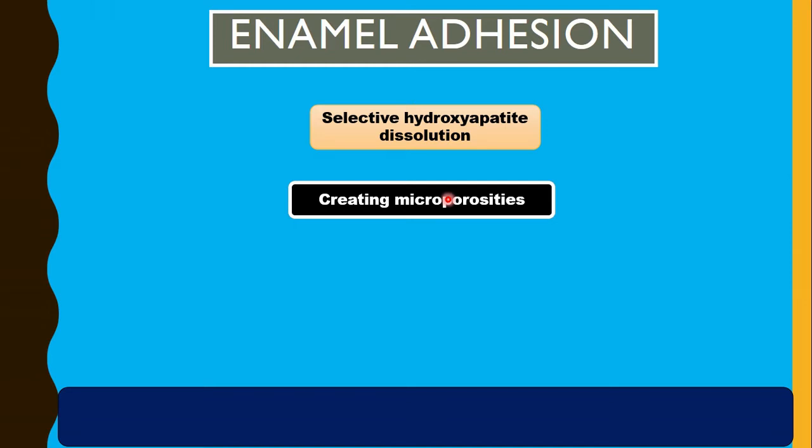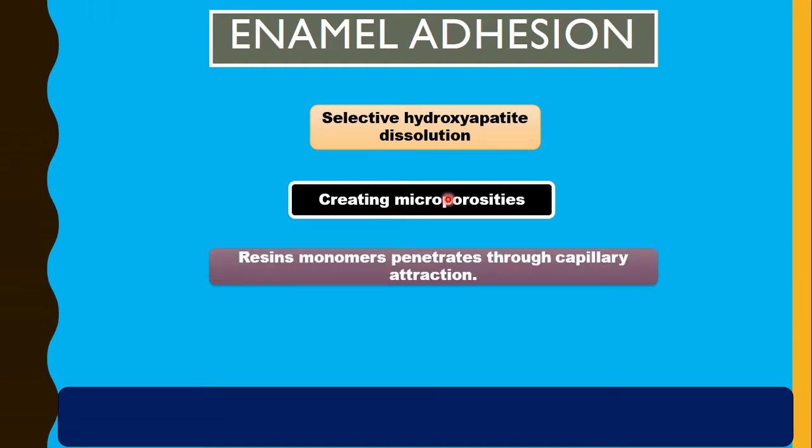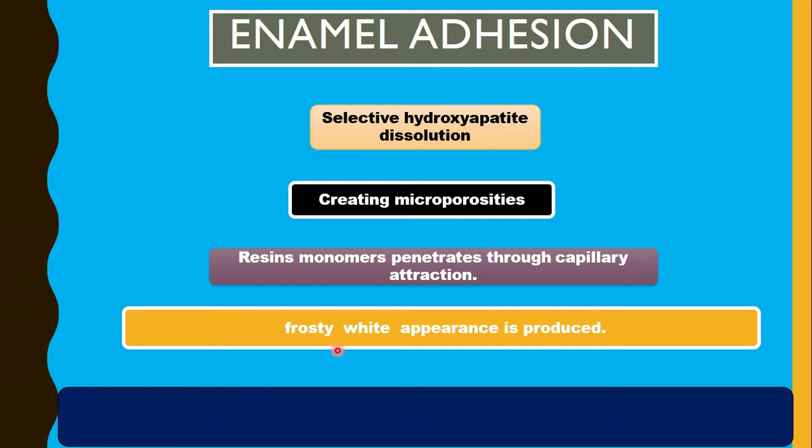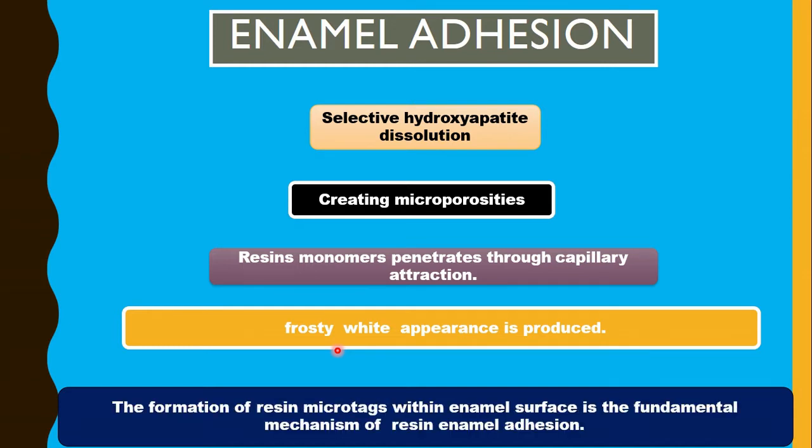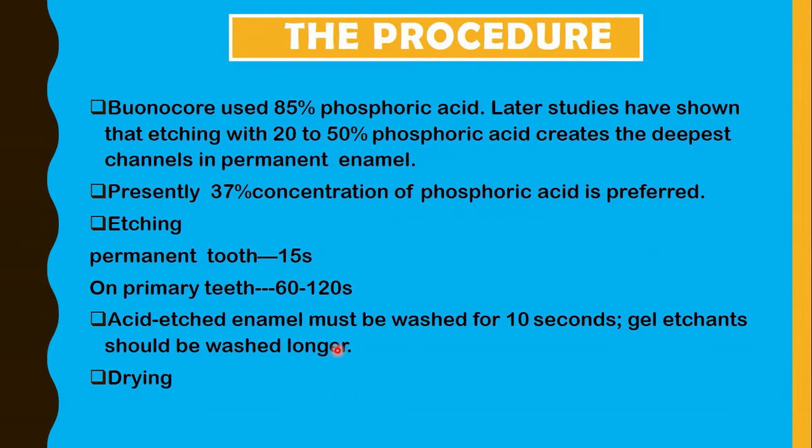and when the fluid filled resin based material is applied to the irregular etched surface, the resin penetrates into the surface aided by the capillary attraction, and this monomer undergoes polymerization and the material becomes interlocked within the enamel surface. And clinically, after the enamel etching, we have a frosty white appearance. The formation of the resin microtags within the enamel surface is a fundamental mechanism of resin enamel adhesion.